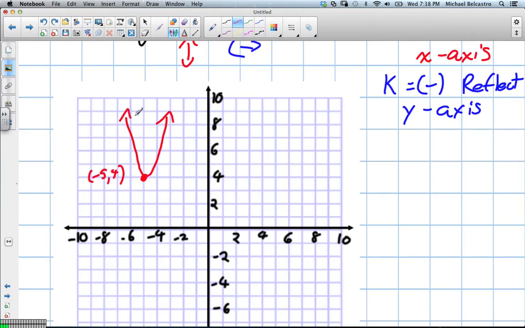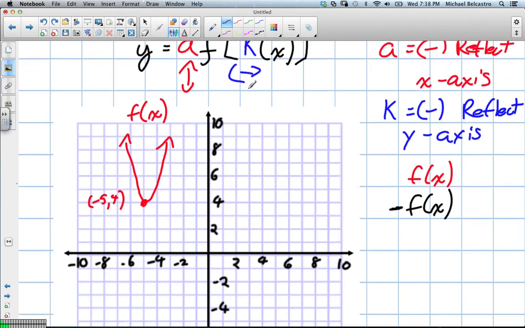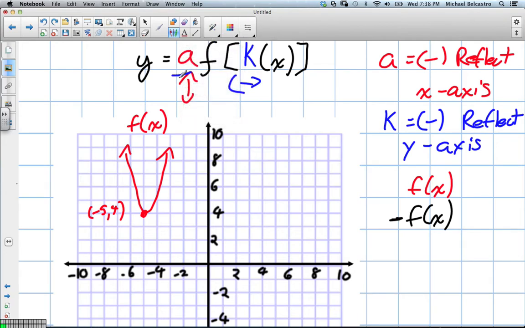We're going to call him f, or f at x we'll call it. Let's say that's the original function, f at x. Well, if I write negative f at x, are we talking about A being reflected or K being reflected? This negative is where? Where the A would be or where the K would be? I'm thinking where the A would be. Yeah, it's in front of our f, right?